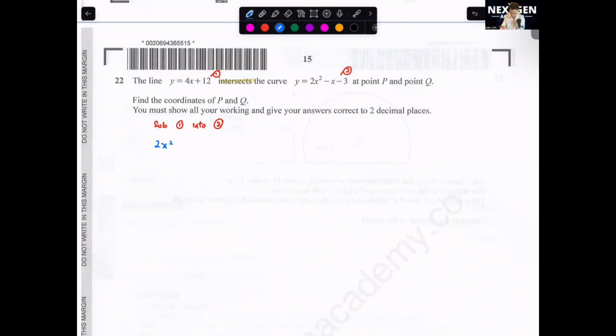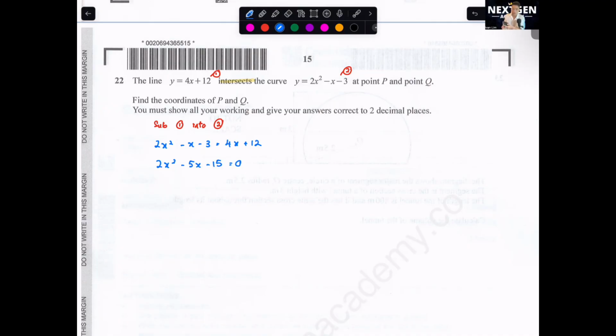I will put the quadratic on the left-hand side first. So 2x squared minus x minus 3 equals 4x plus 12. Now shift everything to the left-hand side. 2x squared minus 5x minus 15 equals to 0. In exam, since this is a paper 4, please use your calculator, check for the answer first. Don't waste your time in exam to figure out how to factorize and all. I want all of you, please go into your calculator, press menu, go to your quadratic, type in this equation.